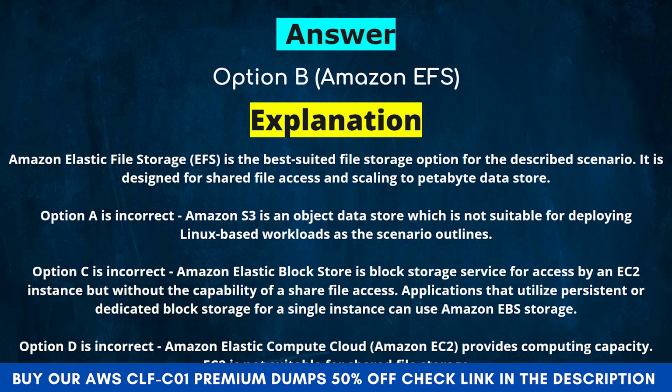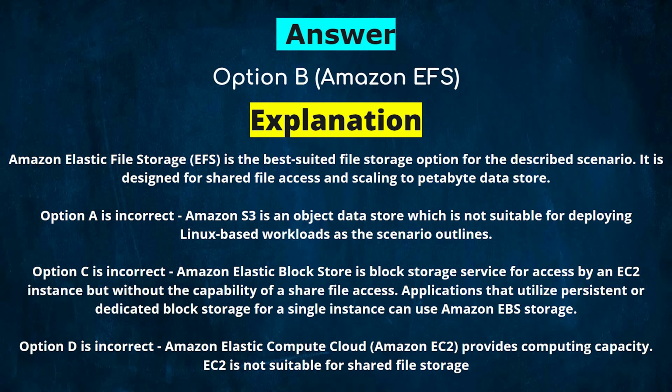Amazon Elastic Block Store is a block storage service for access by an EC2 instance but without the capability of shared file access. Applications that utilize persistent or dedicated block storage for a single instance can use Amazon EBS storage. Option D is incorrect. Amazon Elastic Compute Cloud, Amazon EC2, provides computing capacity. EC2 is not suitable for shared file storage.